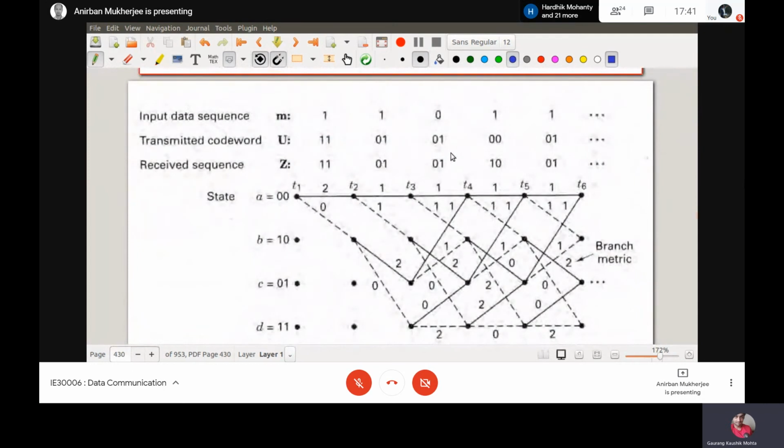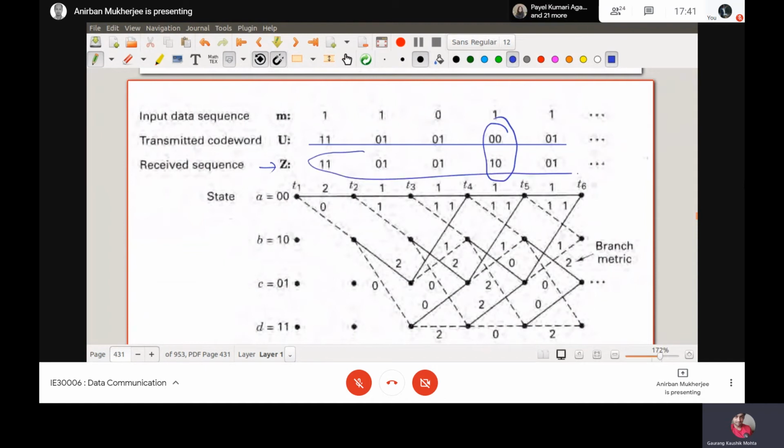That means this is my input data sequence. I have my transmitted code word, which is this one. Say my received code word is this. You see that I have an error over here. I have received this one, with some error, but I don't know where the error is. Say I know that there is something erroneous at the receiver.